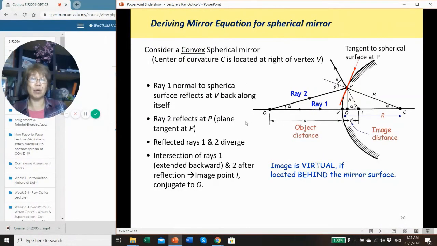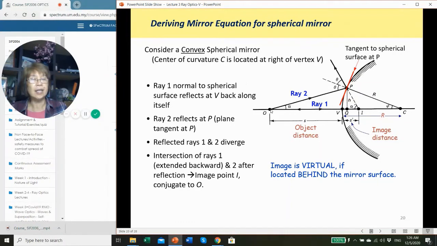Let's derive the mirror equation for a spherical mirror. We shall consider a convex spherical mirror. The center of curvature is located on the right side of the vertex. That's the point where the surface of the mirror intersects with the optical axis. Let's consider ray 1 that comes from the object at this point here. It is along the optical axis and it hits the mirror perpendicularly onto the surface and gets reflected on itself. Projecting backwards, we will have this ray going this way.